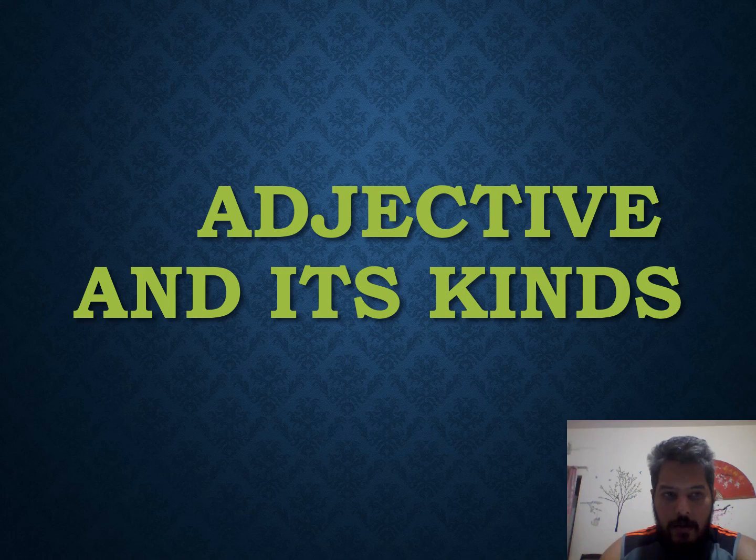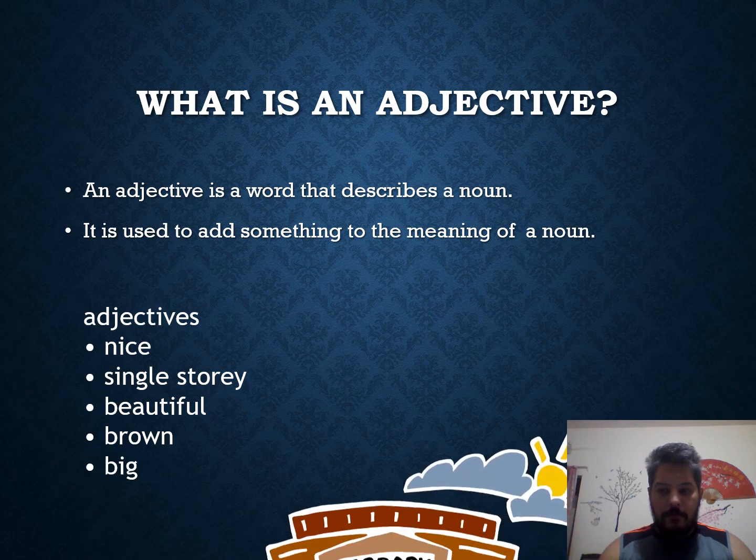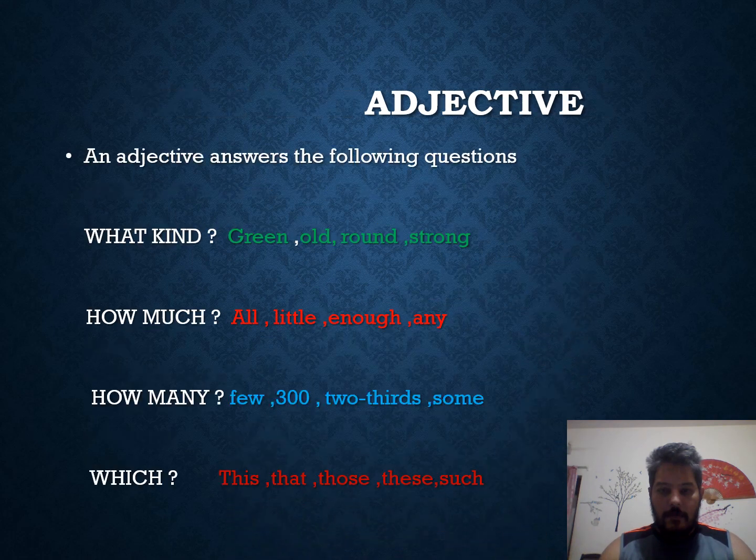Adjective and its kinds. What is an adjective? An adjective is a word that describes a noun. It is used to add something to the meaning of a noun. Some examples of an adjective are nice, single story, beautiful, brown, big. An adjective answers the following questions: what kind, how much, how many, and which.